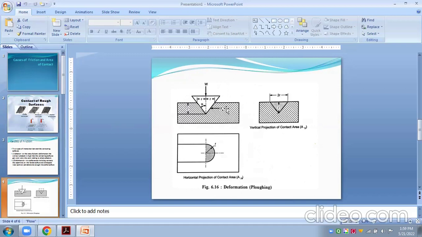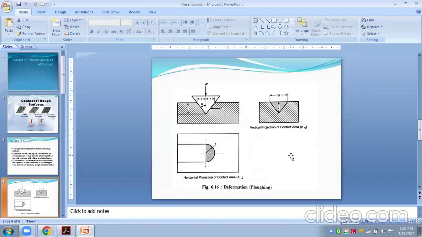Okay, so the ploughing component of the friction can be calculated by using model rigid asperities. So you see here, this is the normal load applied, this is the force of deformation. And it is penetrated into the other material. So four types of model asperities are used for calculation purposes. It's conical, spherical, upright cylindrical, and transverse cylindrical. So here, conical asperities are always shown. Conical, vertical contact areas, etc.